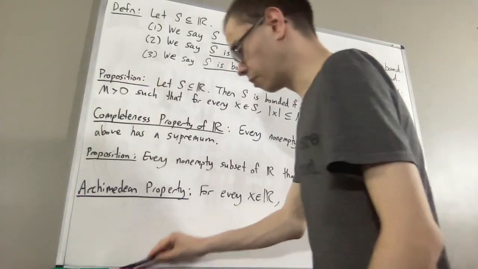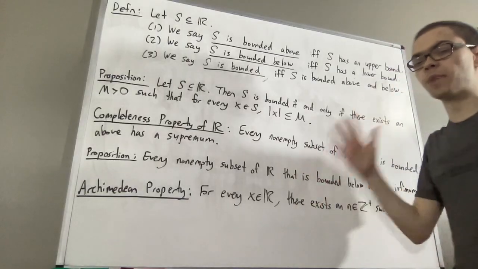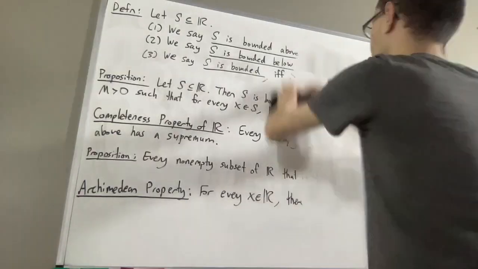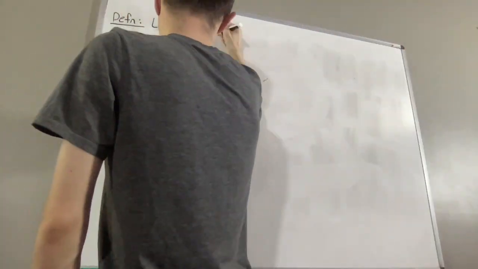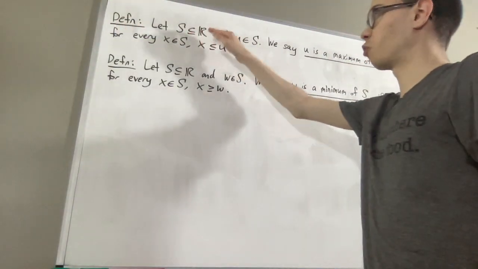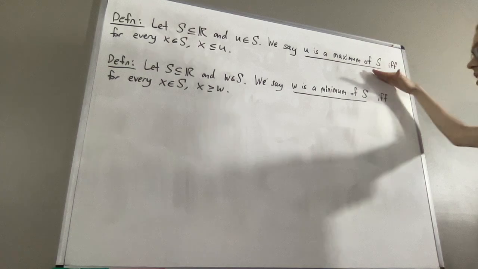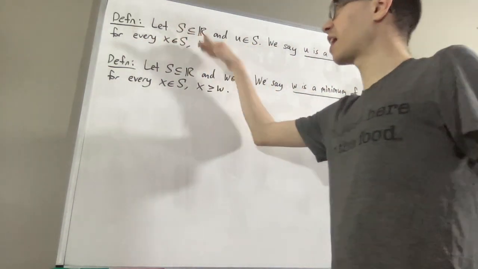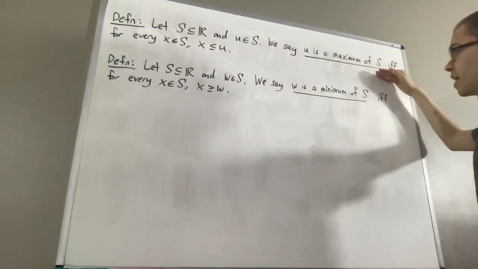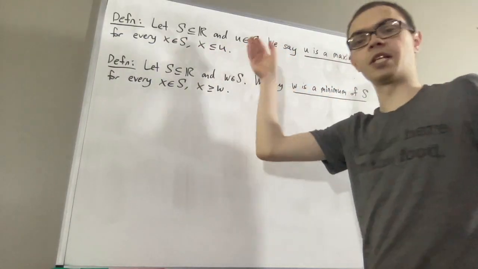So next, let's just remind ourselves of the definition of the maximum element of a set and the definition of the minimum element of a set before we start looking at some example problems. So let S be a subset of real numbers and let U be an element of S. We say U is a maximum of S if, for every x in S, x is less than or equal to U. So the maximum of a set is essentially an element of S and also an upper bound of S, right? That's another way of putting it.